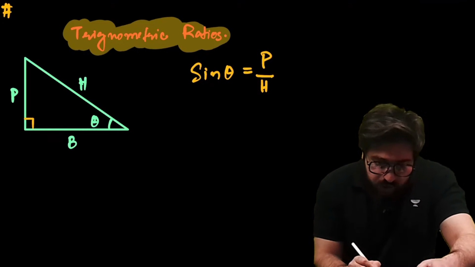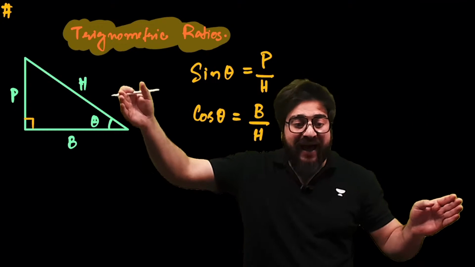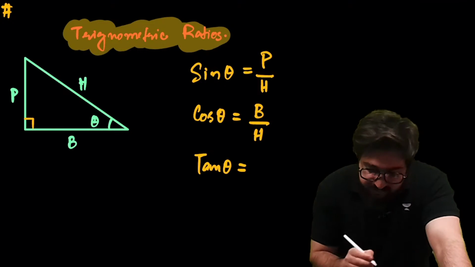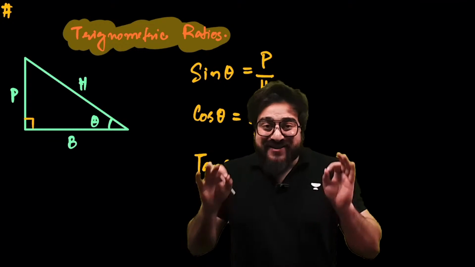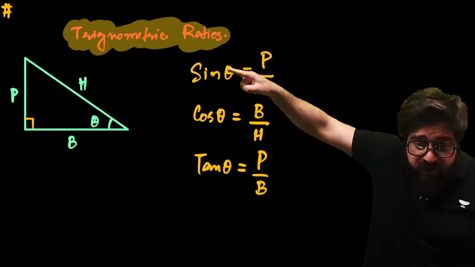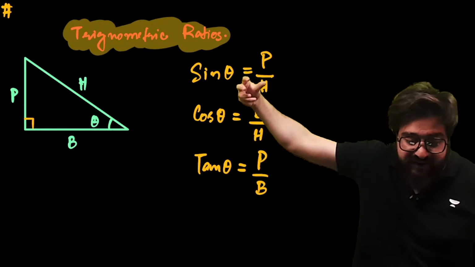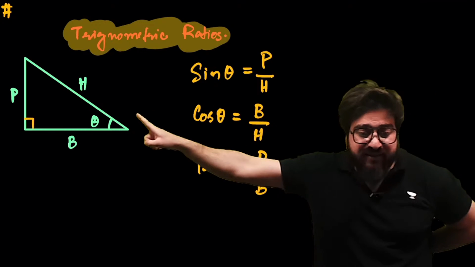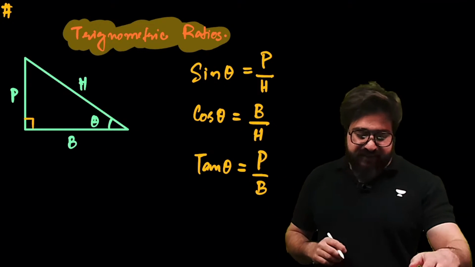Similarly, if we talk about the cos theta in this particular case, we say, sir, that is base upon hypotenuse. Tan of theta in this case, if we have to define, that is perpendicular divided by base. As simple as that. See, these are what we call the trigonometric ratios. These are what we call the trigonometric functions, you say ratios, you say, as simple as that. If you have to find the sine theta in this triangle, you say, sir, perpendicular upon hypotenuse. Similarly, cos theta, tan theta over here.